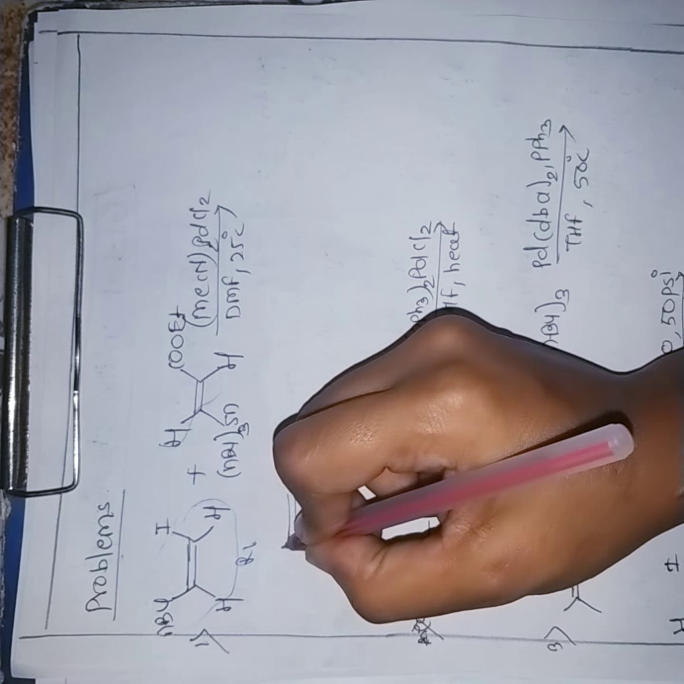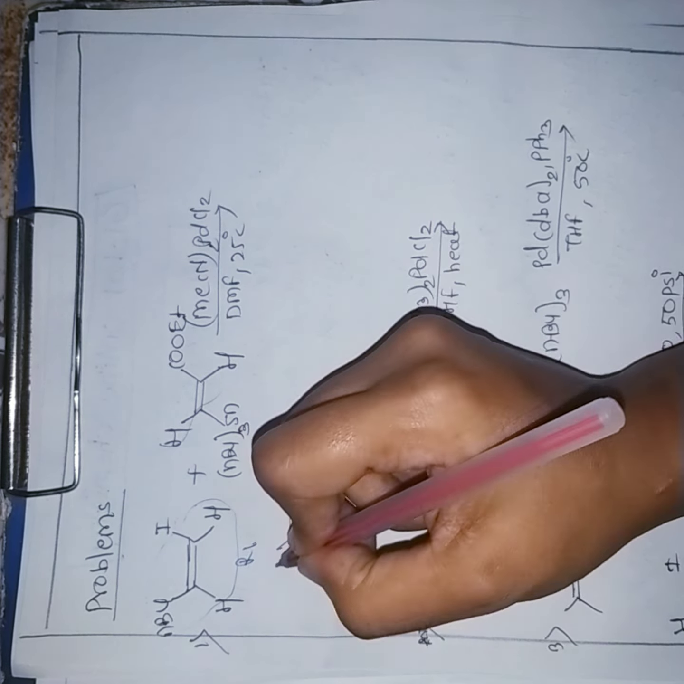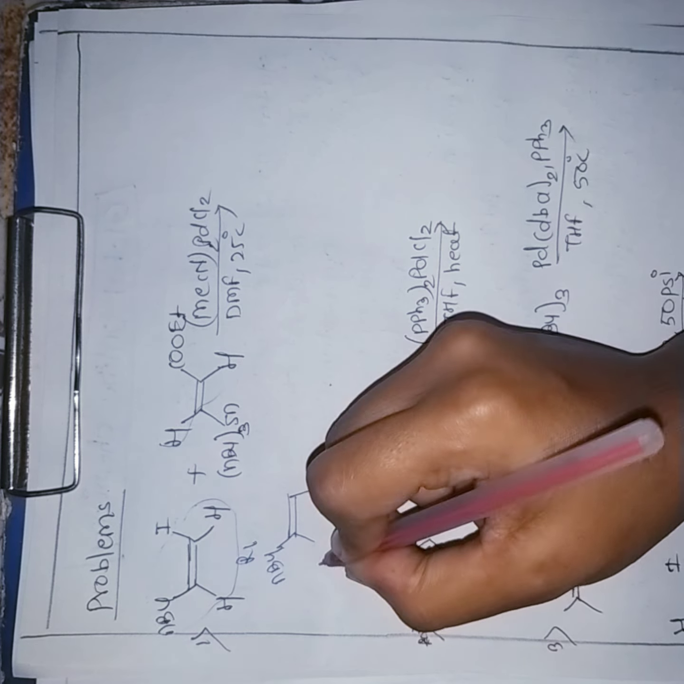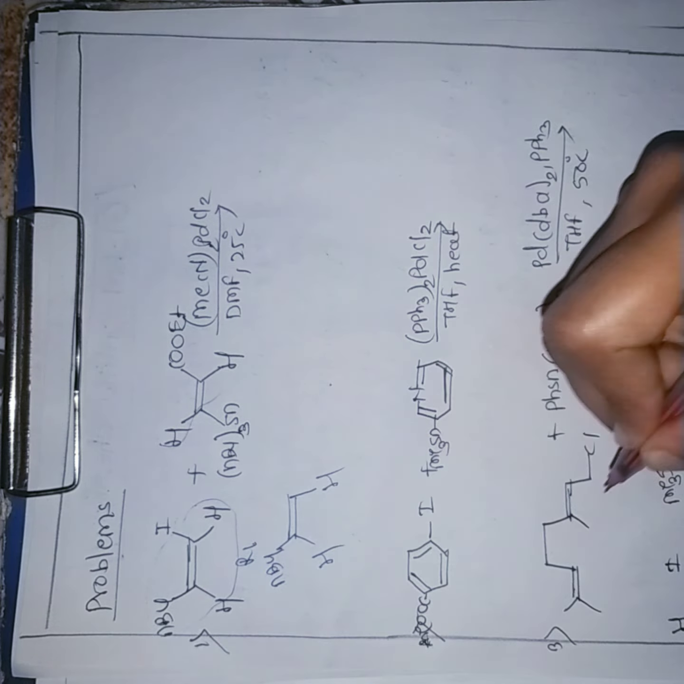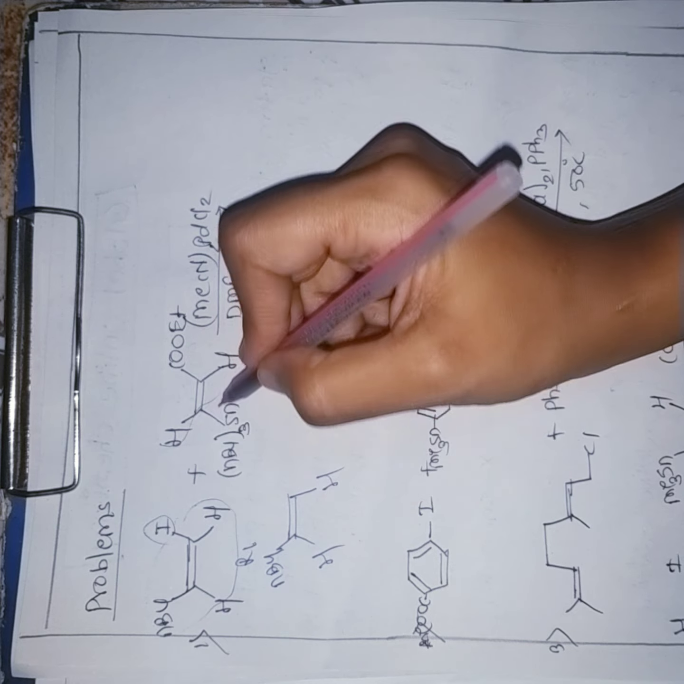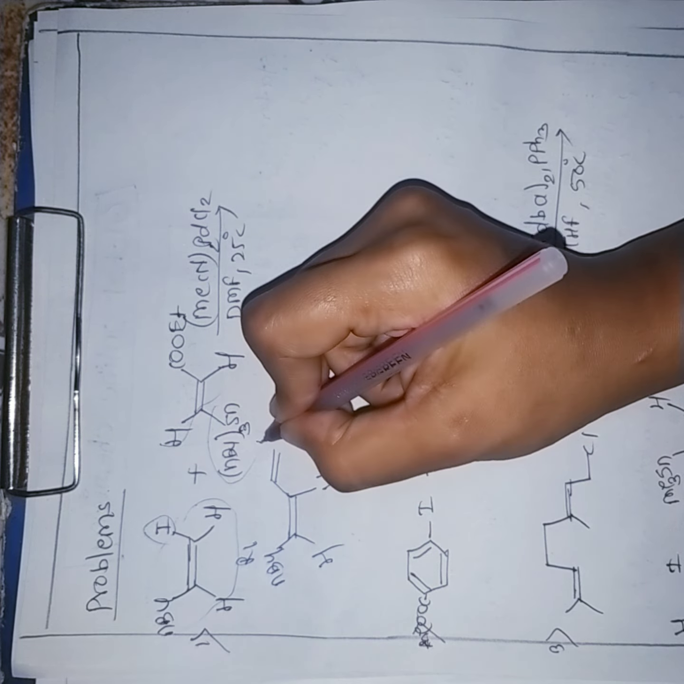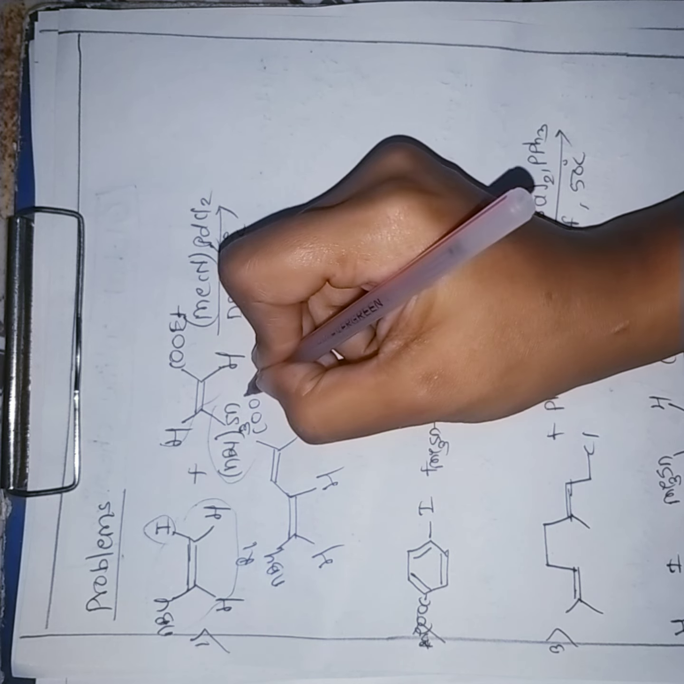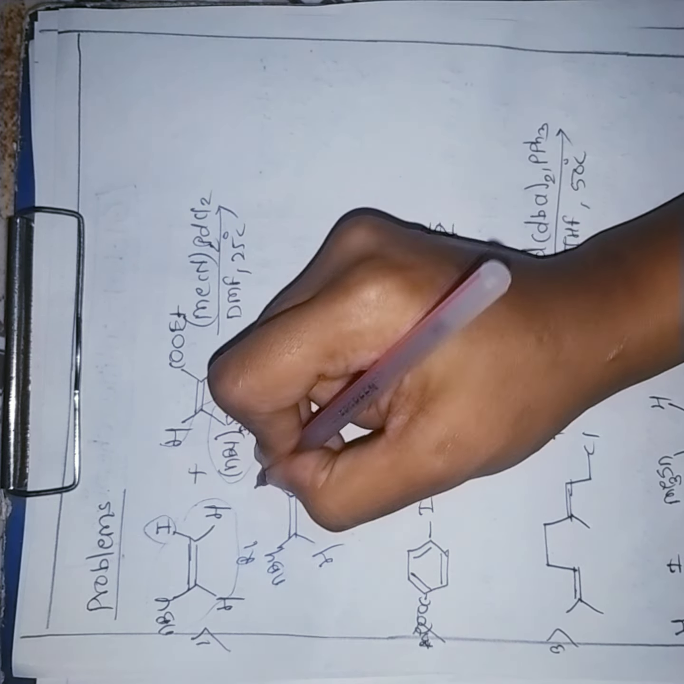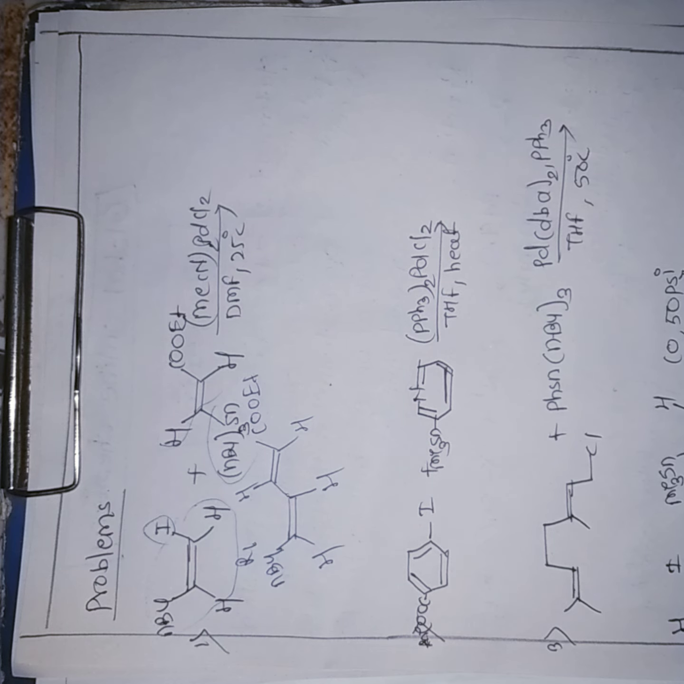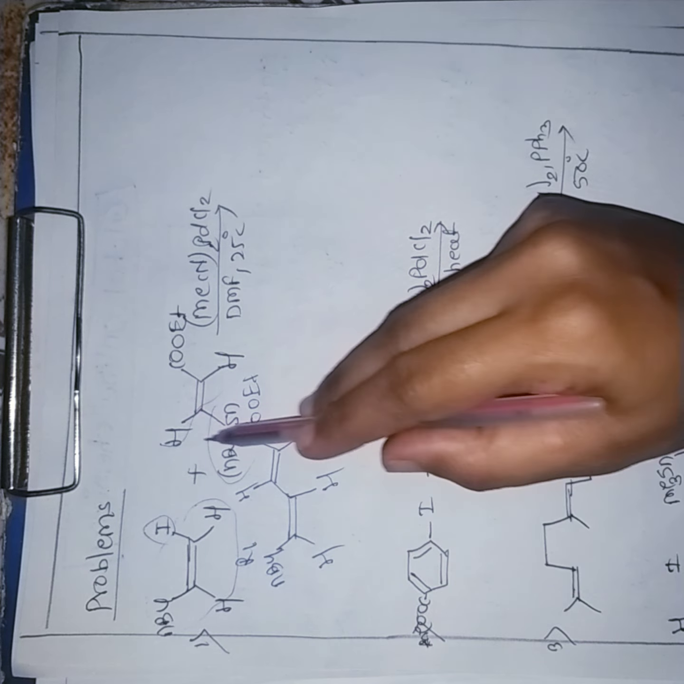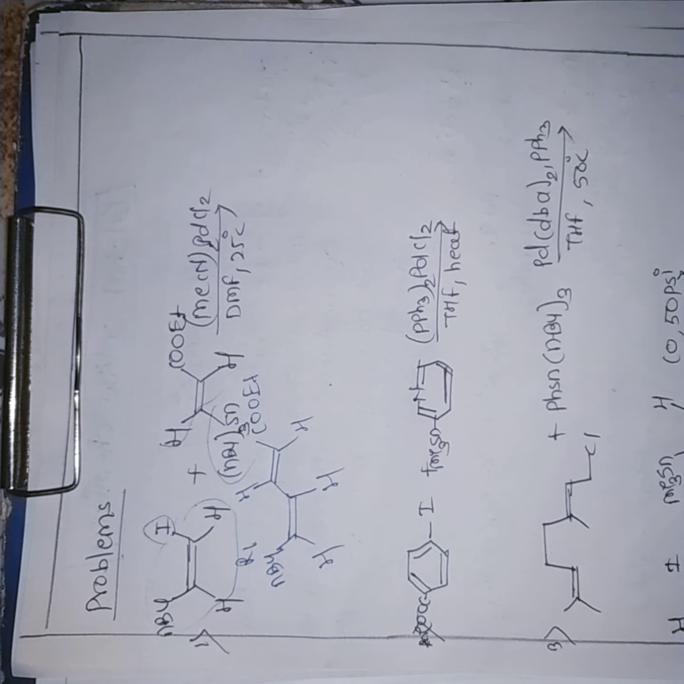Now I am going to write the product. nBu as it is, hydrogen as it is, this hydrogen as it is. I am going to remove this iodine and this organostannane and connect the compound as it is like this, which is our required product. This means this R1 and this R2 are connected by a single bond.